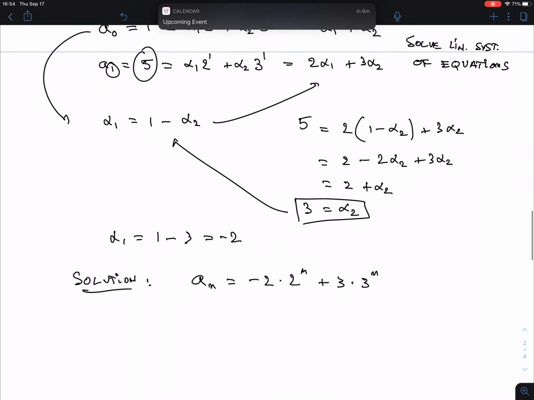So that's the solution, and you can check now that A0 is 1, and A1 is as given. You can always double check, if you do a quiz or something like that, that you have the right numbers. And it also satisfies the recurrence relation, again something you can check.